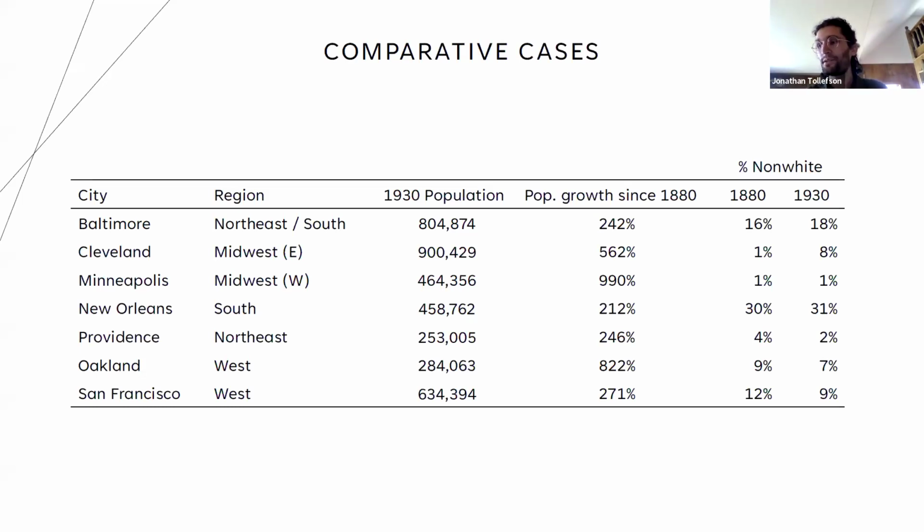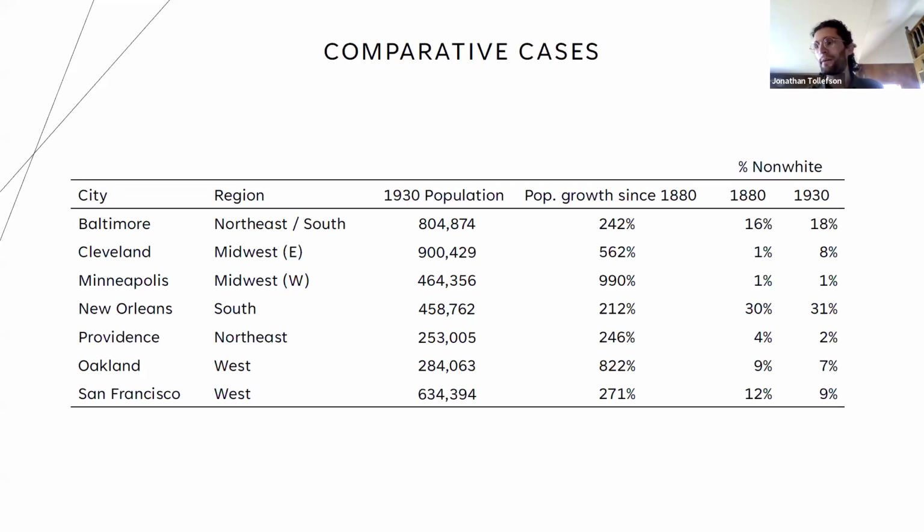The cases provide some useful demographic variability. Minneapolis and Providence were primarily white cities across this 50-year period. Baltimore and New Orleans were both home to really significant Black communities over time. Oakland and San Francisco had smaller Black populations, but significant Asian communities across this period as well. Cleveland is interesting. It was a mostly white city in 1880, but had a growing Black population by 1930, mostly as a result of the Great Migration.